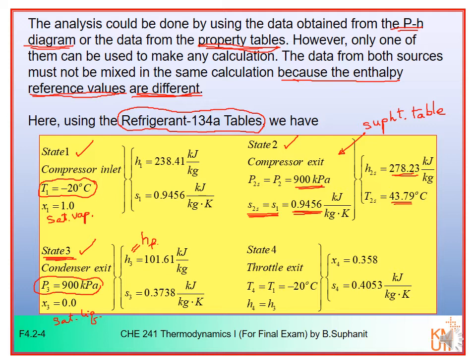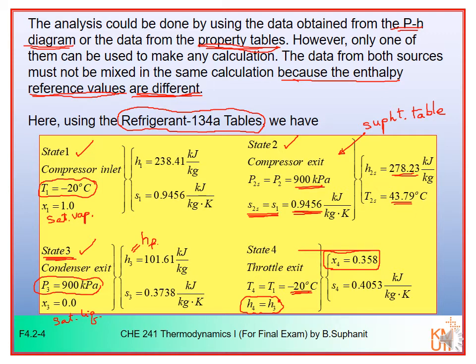All right. Now at state number 4, you know that it is the exit from the JT expansion. So you know that the final temperature is at the saturation temperature, or T4 equal to T1. And you also know from the JT expansion that the enthalpy would be constant. So H4 equal to H3. Okay. So from this condition, you can also determine the vapor fraction at the valve exit here.